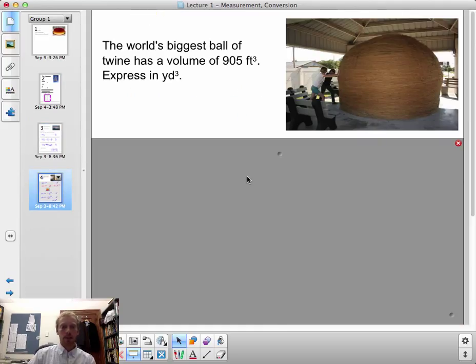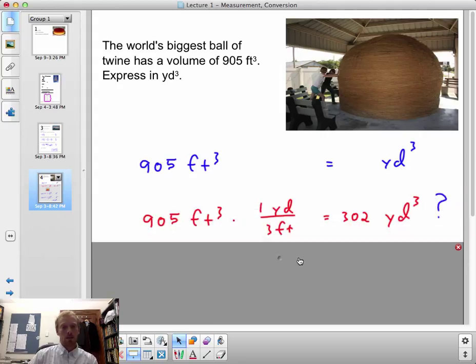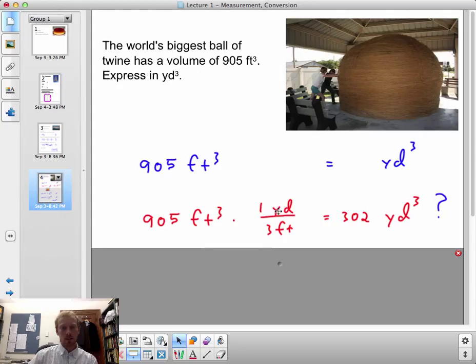Okay. So let's do a quick example. The world's biggest ball of twine has a volume of 905 cubic feet. Let's express that in yards. So, okay, I write down what I have and what I want. I want some number of yards. And so here, I'll be like, okay, 1 yard is 3 feet, and so 905 feet cubed times that, I'll divide it by 3. Does this work? It's very tempting to do this.